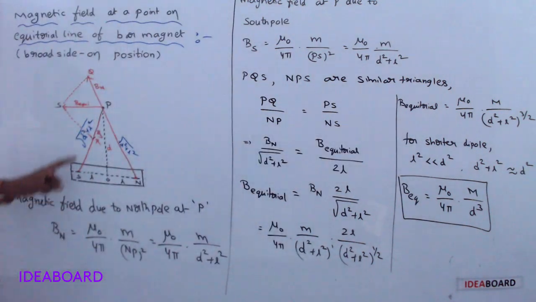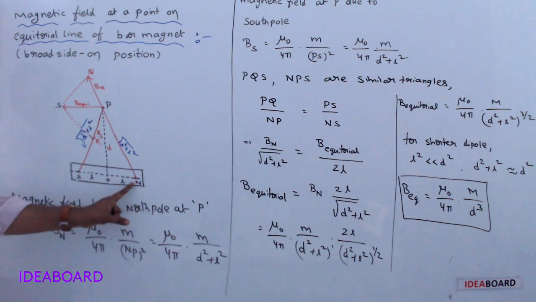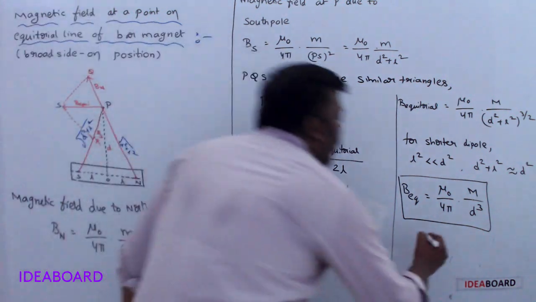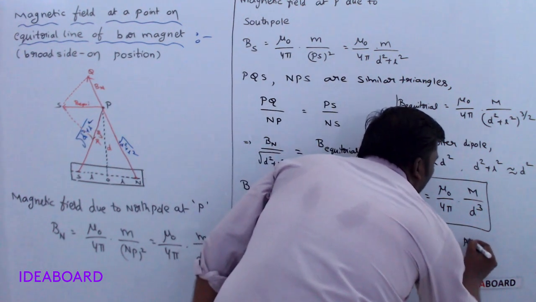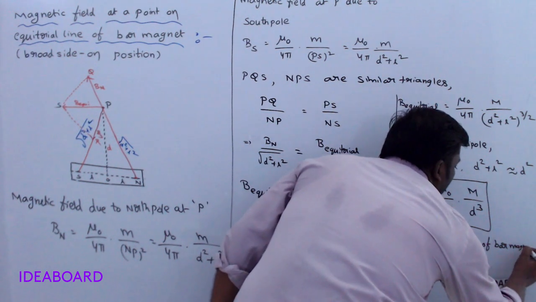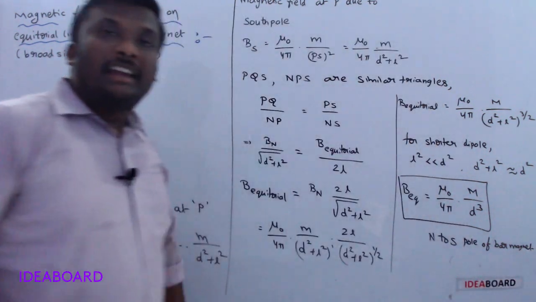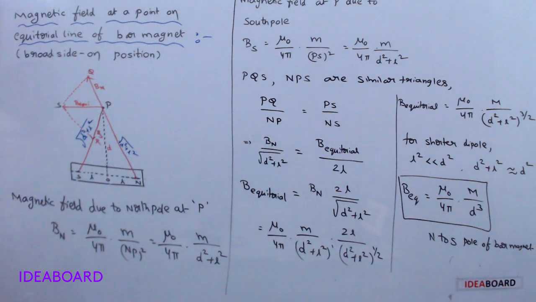And the direction: the direction is from north to south pole of the bar magnet. Directions are very, very important in this case. This is the magnetic field at a point along the equatorial line. Note it down.